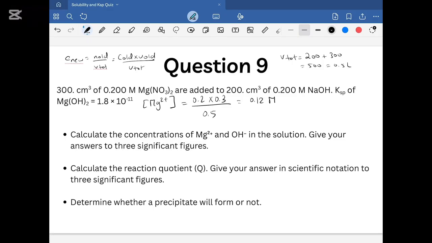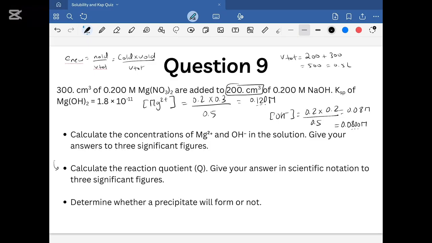Now for OH-, I'm going to do the same thing. The concentration of OH- is 0.2, and I'm going to multiply it by 0.2 because the volume is 200 milliliters, changing it to liters, and the total volume is 0.5. So OH- is going to be equal to 0.08 M. Now, since they said give your answer to three significant figures, I have to put over here 0.120, and over here 0.0800 M, and now I have three significant figures in each answer.